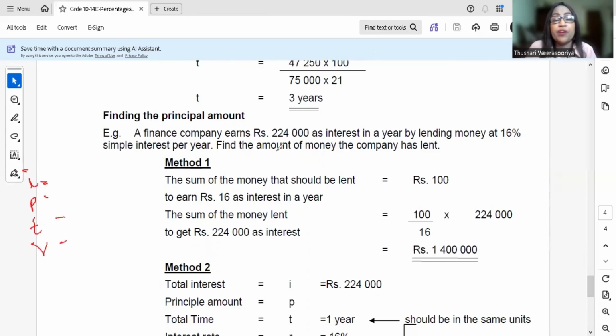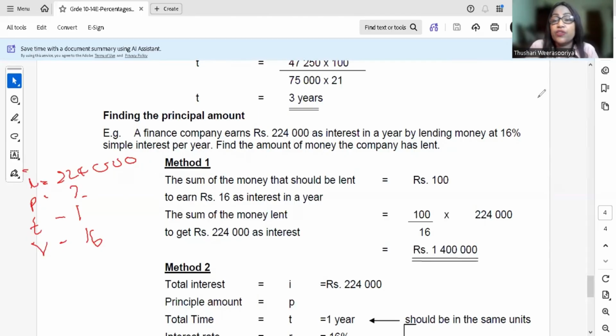A finance company earns 224,000 as interest in a year by lending money at 16% simple interest. R is 16 per year. Interest is this much, 224,000, in a year, by lending money at 16% simple. T is 1. They ask for the principal amount.